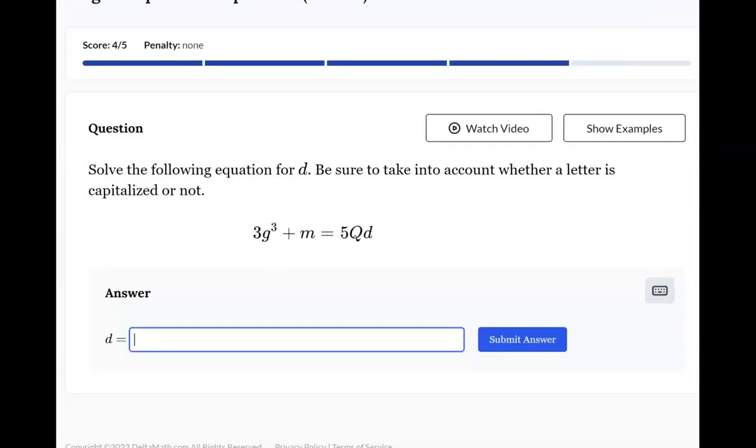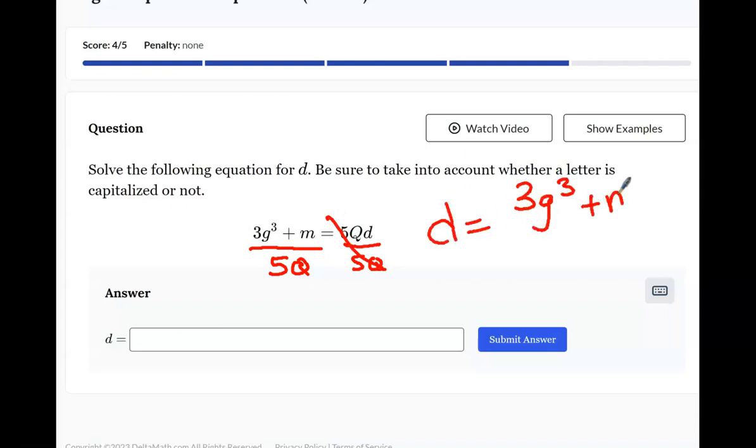Okay, last one. Solve the following equation for lowercase d. Lowercase d over here is being multiplied by 5 and q at the same time. So we're going to divide everybody, the entire side, by 5q. Now I could do it separately, but that's a lot of writing. So I'm going to write one giant division sign on the left and get d is equal to 3g cubed plus m, the whole quantity, divided by 5q.